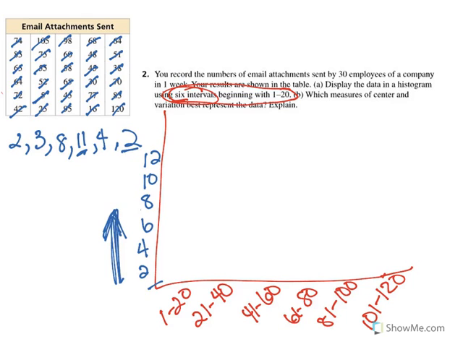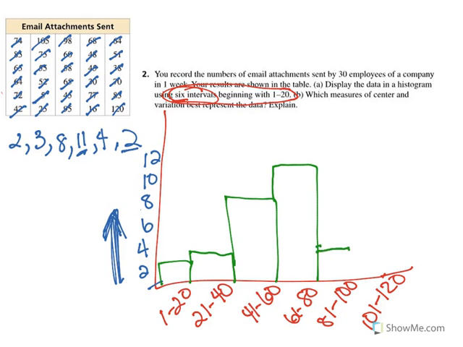So now we wrote them in order. So we know that from 1 to 20 we had 2. From 21 to 40 we had 3, so that's almost a 4. 41 to 60 we had 8, so that's all the way up here. 61 to 80 we had 11, even higher. And then 81 to 100 we had down here at 4 again. Okay, and then 101 to 120 we had down here at 2.